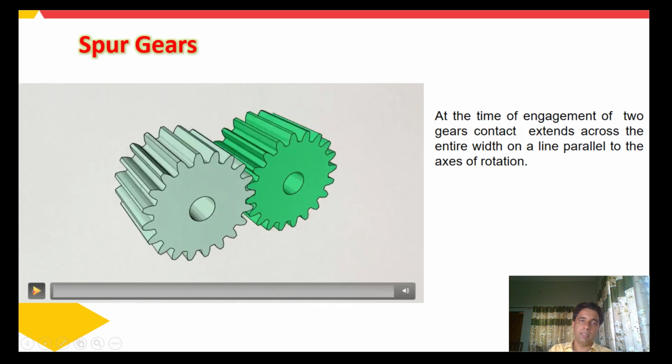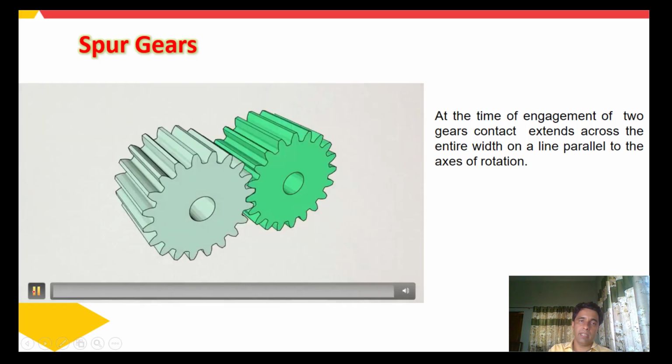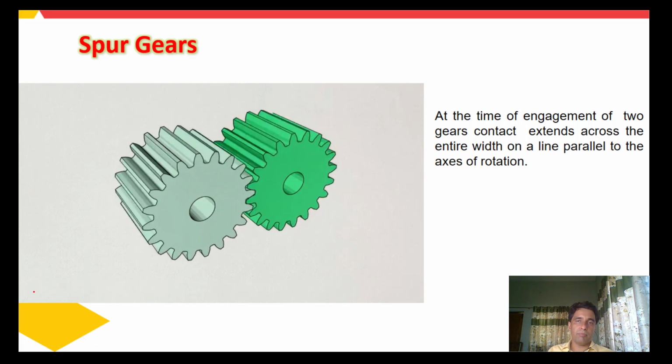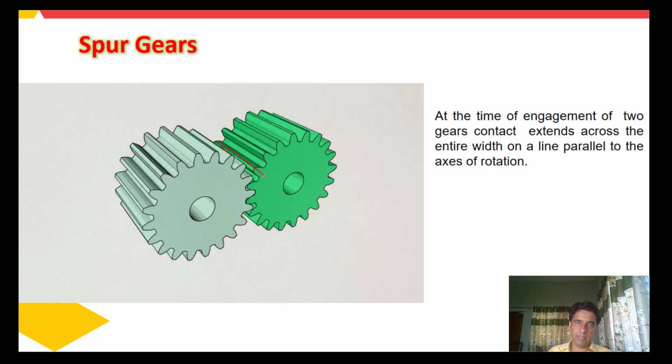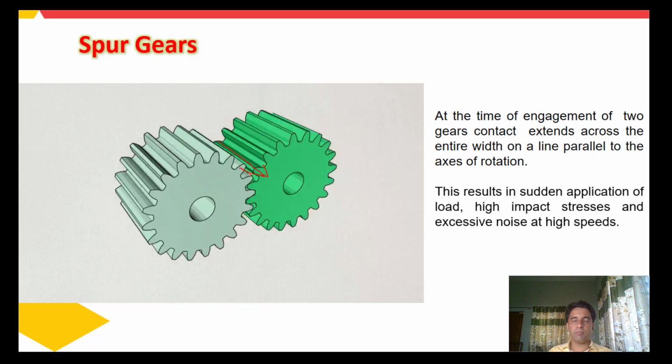So if you look at this again. At the time of engagement of two gears, contact extends across the entire width on a line parallel to the axis of rotation. So you see the contact extends along this line, right? This leads to one problem with the spur gear. It results in sudden application of load, high impact stresses and excessive noise at high speeds. So this is the disadvantage of spur gears.